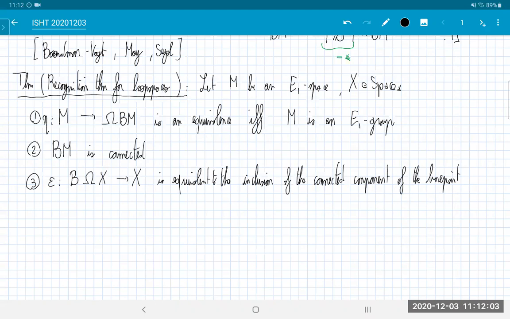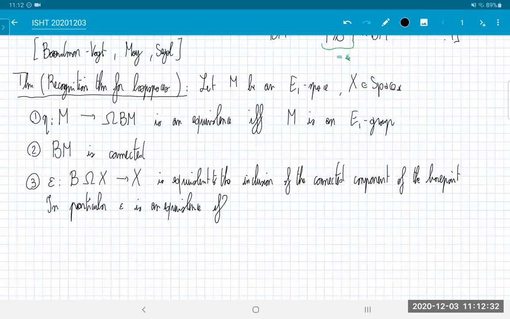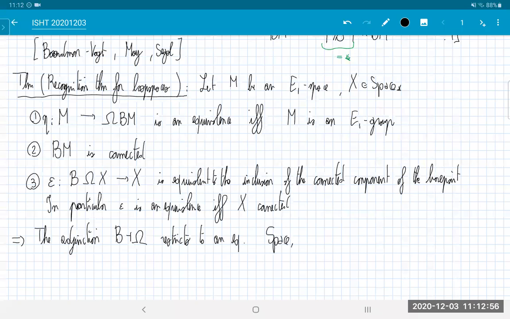And we know that we cannot hope for more because omega X cannot know more than the connected component of the base point. Because you're moving through paths, so you really cannot see more than that. But this is telling you that you can see everything in these paths. So in particular, epsilon is an equivalence if and only if X is connected. And therefore, the adjunction B, that's adjoint to omega, restricts to an equivalence between pointed connected spaces and E1 group spaces.